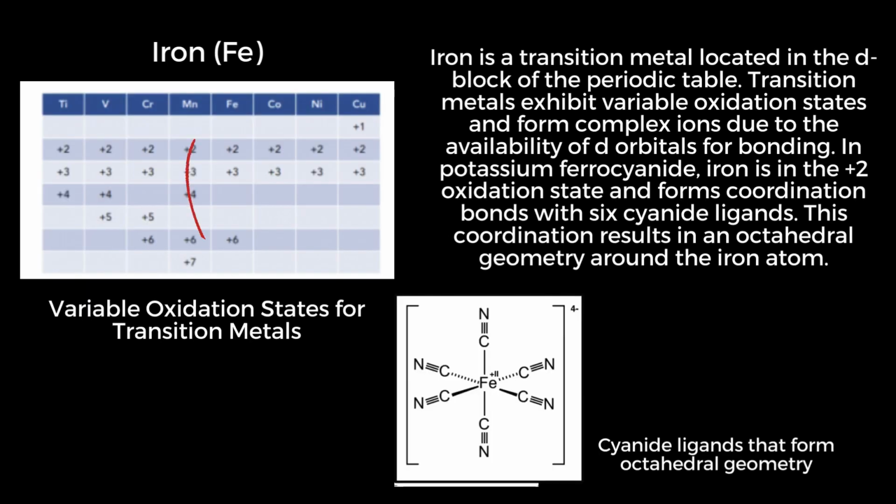Transition metals exhibit variable oxidation states. Also, this ability shows great impact, which can form complex ions due to availability of the d orbitals for bonding. To prove my point, iron in potassium ferrocyanide forms coordination bonds with 6 cyanide ligands. This coordination results in octahedral geometry around the iron ion.